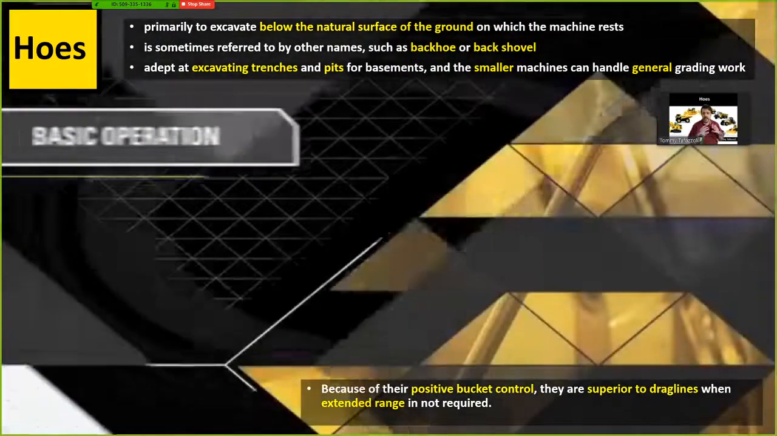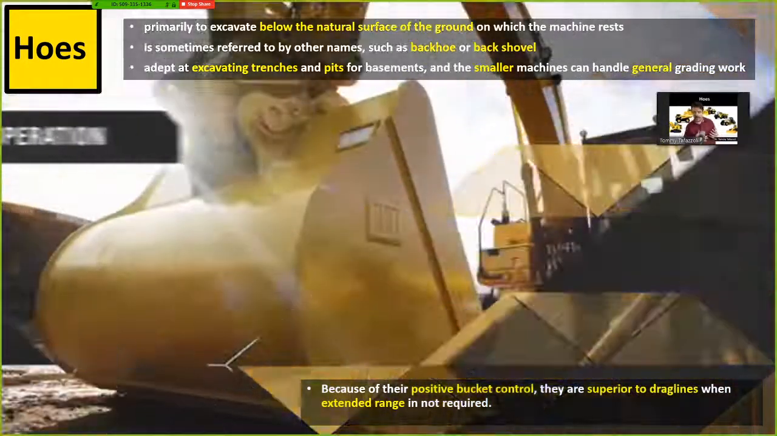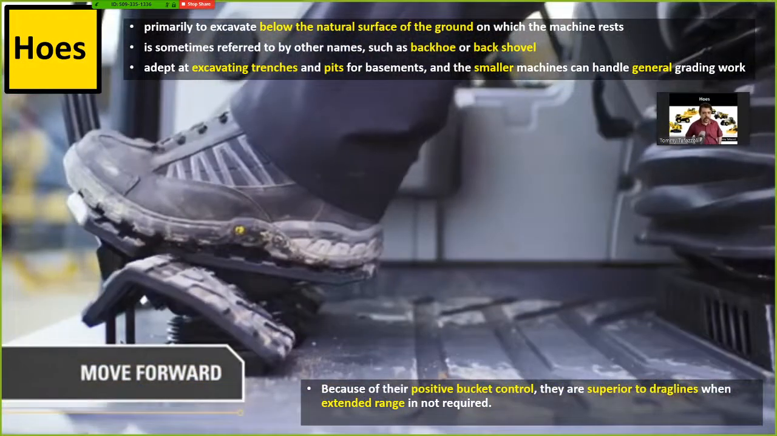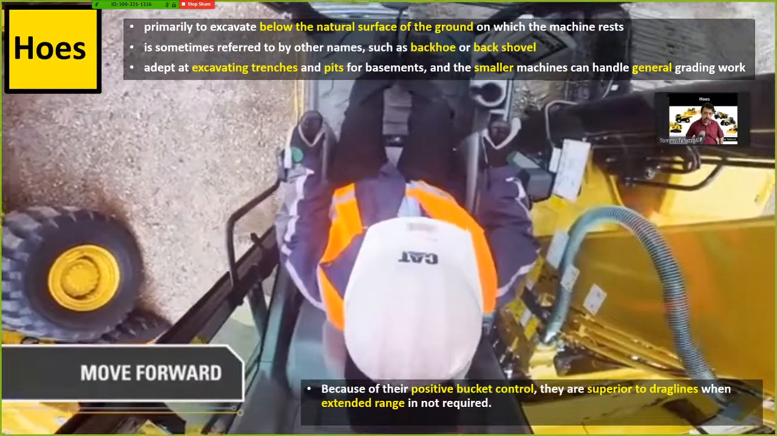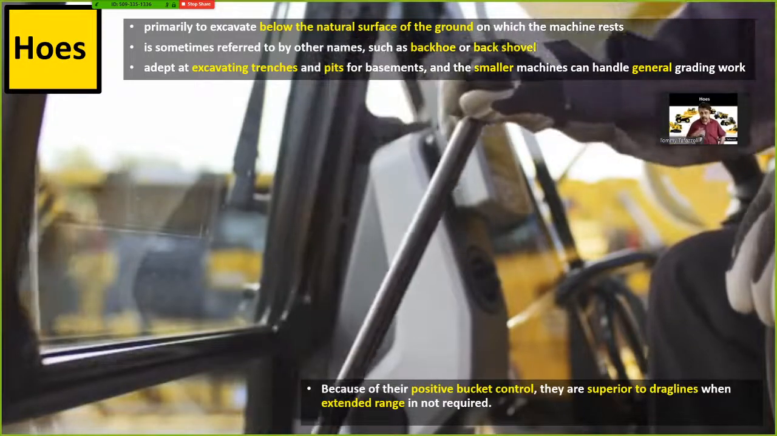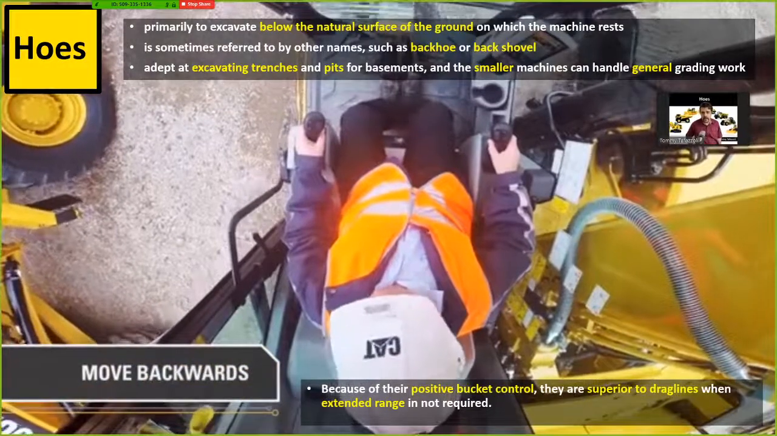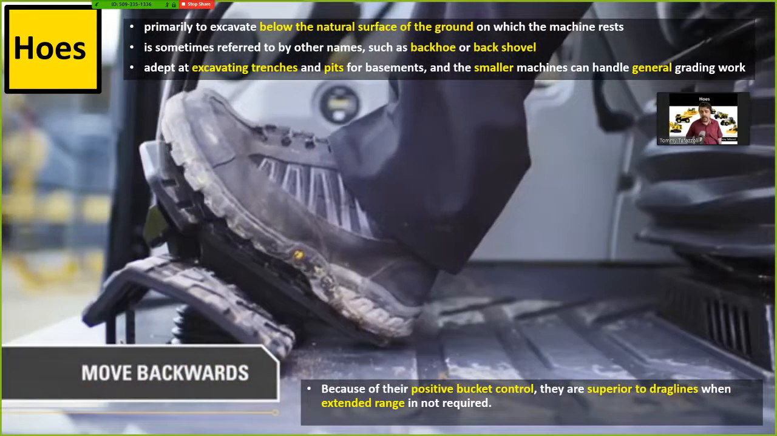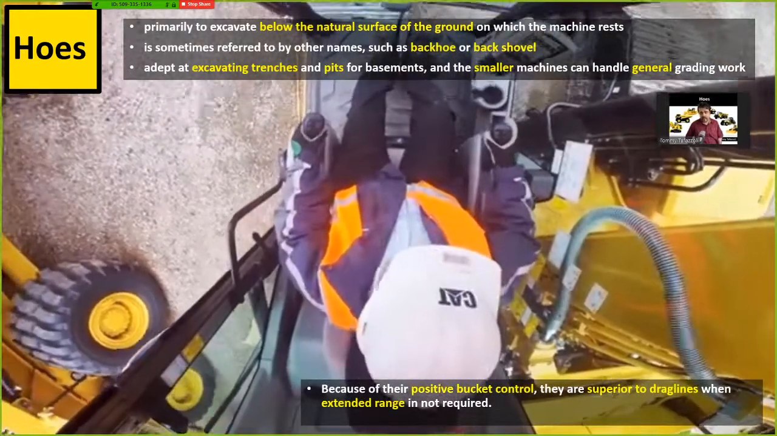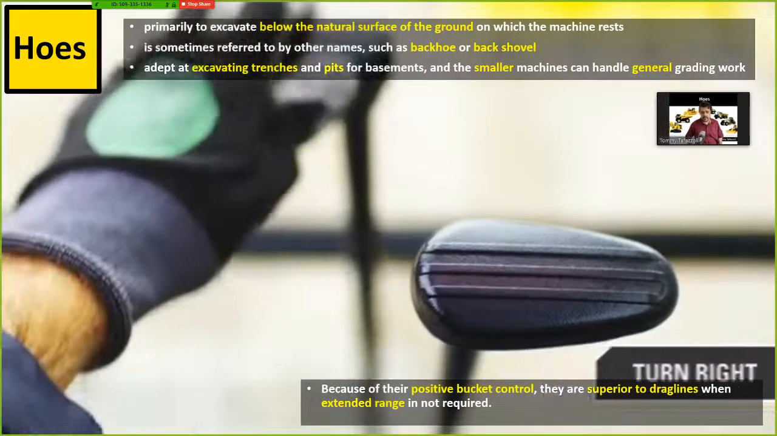Because of their positive bucket control, they are preferred to draglines and clamshells. Well, if you remember, draglines and clamshells are very limited in the direction they can move, while hoes can cover a wide area, a wide radius of area, and they provide pretty good controllability for the operator because the operator can easily see where the bucket goes and adjust it based on the needs.